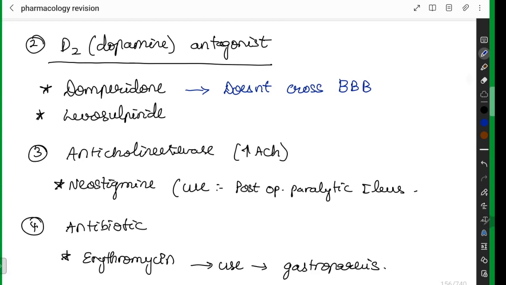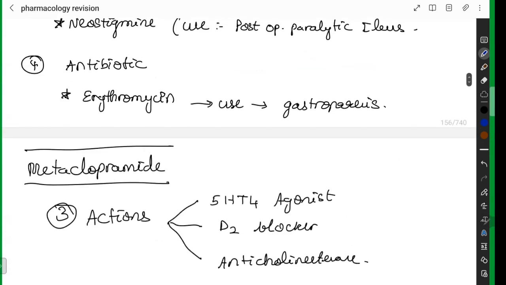Then the fourth one, erythromycin. This I also told you when I was discussing the antimicrobials yesterday. The video is available on YouTube also. This antimicrobial erythromycin helps in gastric motility. Therefore, you can give this to a patient who needs an increase in motility, or when the patient has an infection with vomiting, you can very well go for azithromycin or erythromycin, because they increase gastric motility.